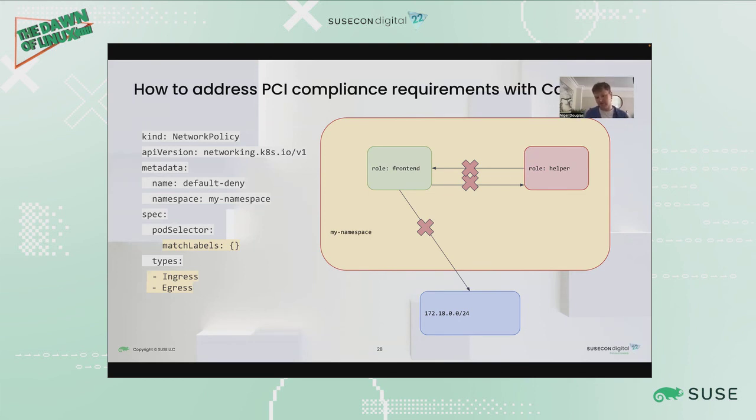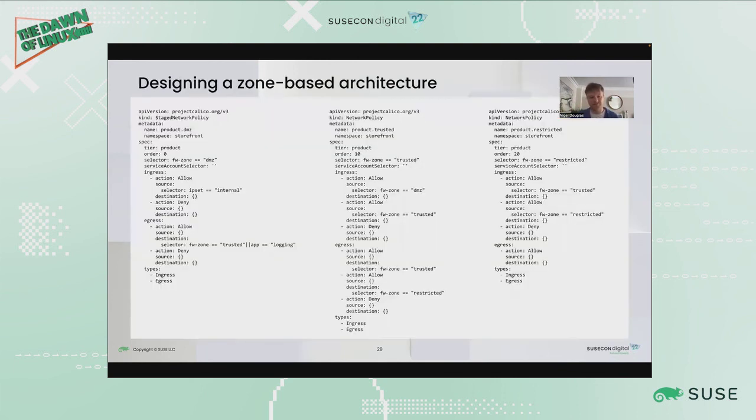But also, it's worth noting that if, say, role front end, which happens to be in my namespace, tries talking to an external IP outside of the namespace, that will also get denied. So it's denying all ingress and egress, not just in the namespace itself, but going out of it. So you can prevent those kinds of talking to command and control server approaches.